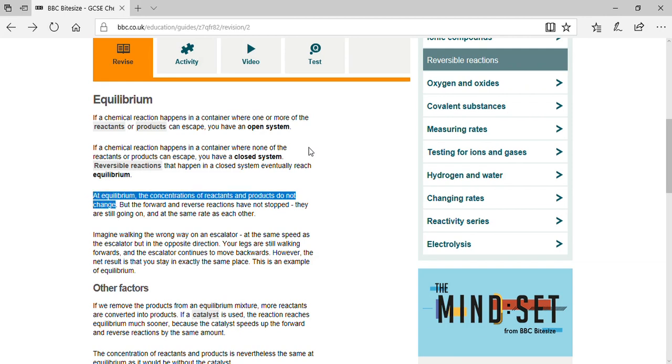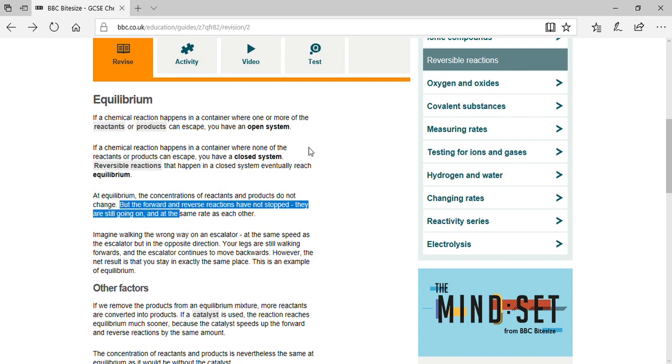At equilibrium condition, the concentration of reactant and product do not change, but the forward and reversible reactions have not stopped over there. They are still going on and at the same rate as each other.